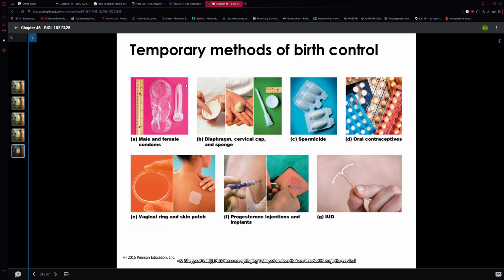In panel G, there is an IUD, which stands for intrauterine device. And these are springy T-shaped devices that are inserted through the cervical canal into the uterus. Some IUDs act by releasing synthetic progesterone, but others, like the one that's shown here, have copper wire wrappings or a copper sleeve. And the IUD irritates the uterine lining and interferes with the process of implantation. And copper IUDs can inhibit sperm motility. When it comes to an IUD, these can be left in place for a pretty long time.